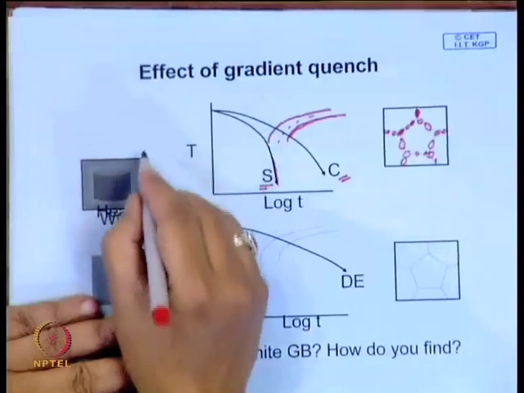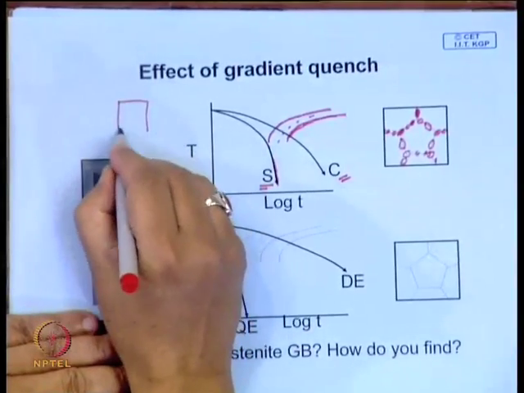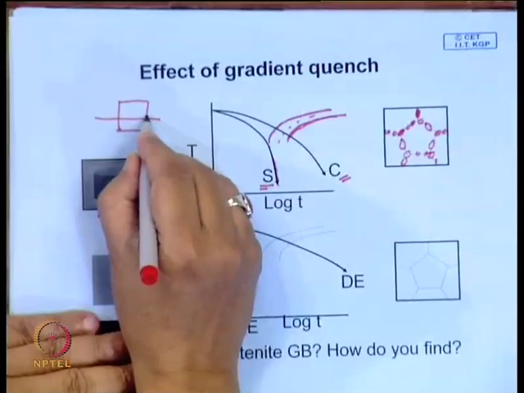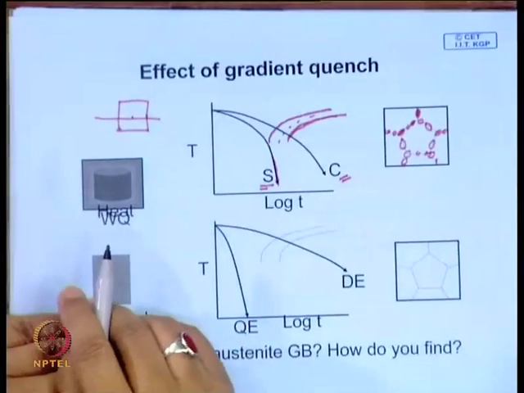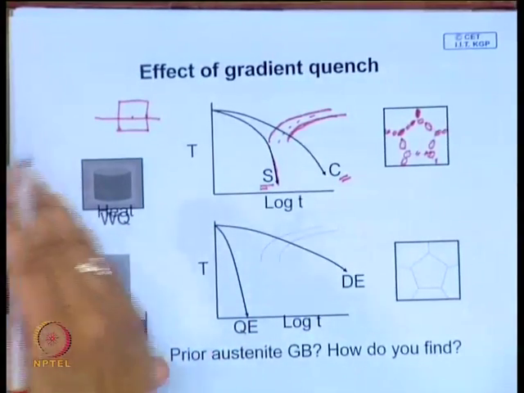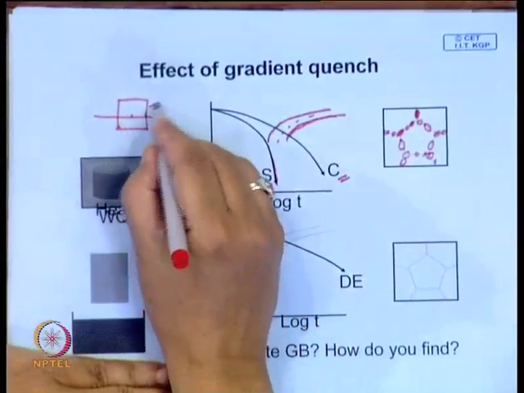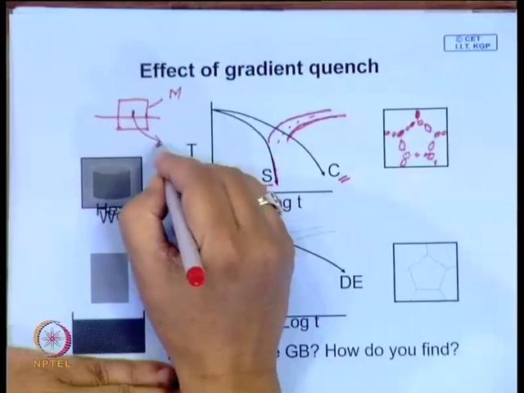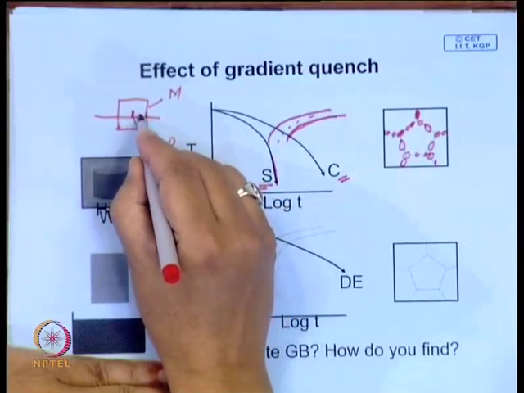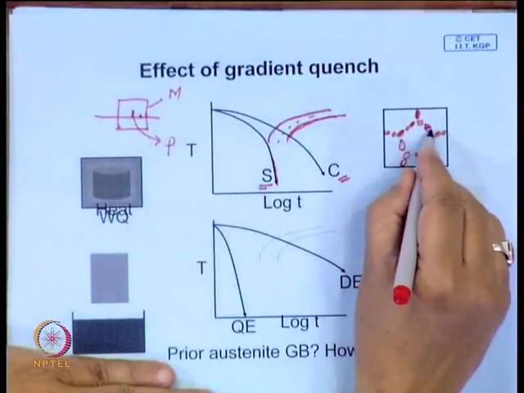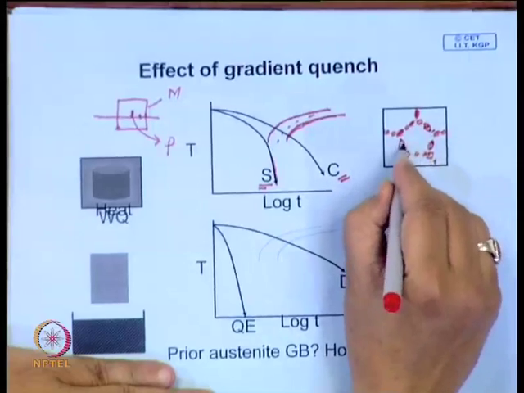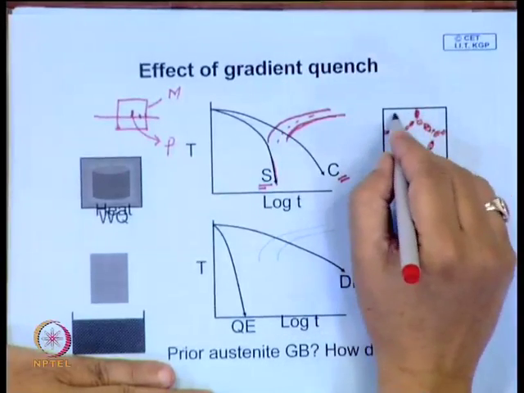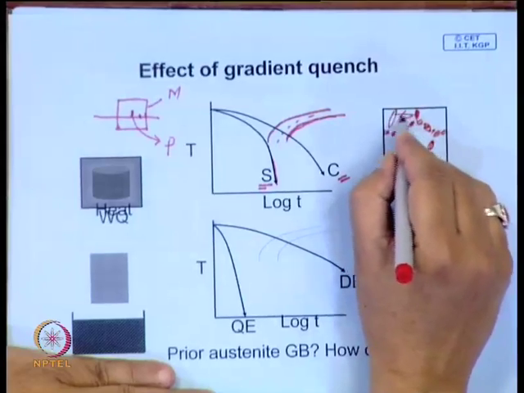So, if you take out this job and take a section, and look at the microstructure from the surface to the center, the microstructure will change. On the surface you will have martensite, at the center you will have totally pearlite, and in between somewhere you may find a structure like this, which delineates the prior austenite grain boundary, and after this portion is martensite.